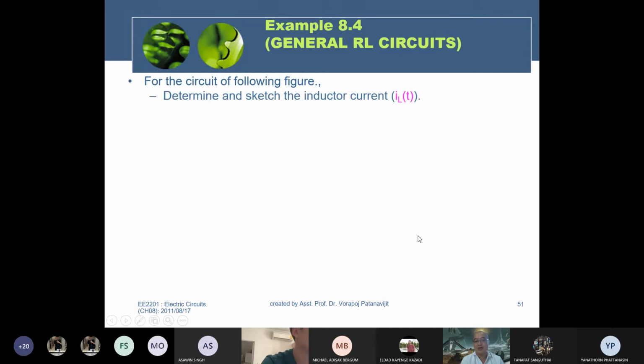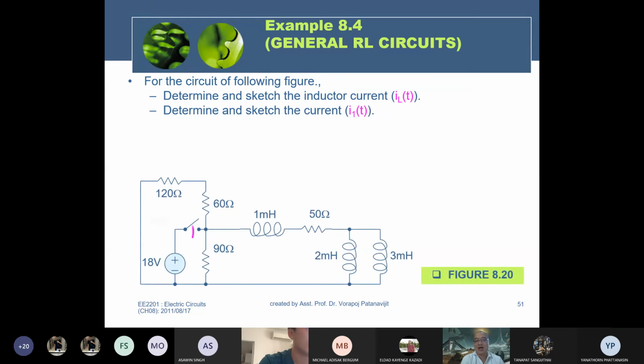Now, in order to make you clearly understand, we provide you an example first, on how to compute them. For the circuit of the following figure, determine and sketch the inductor current, and determine and sketch the current i1 in here.